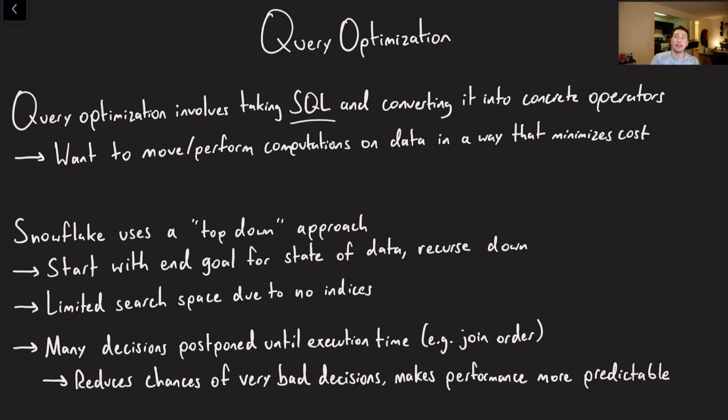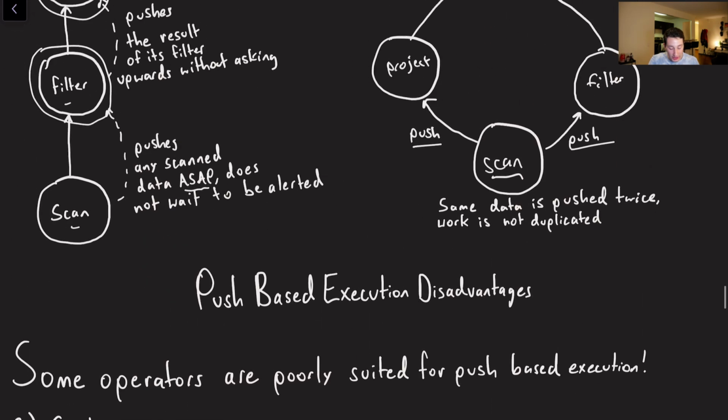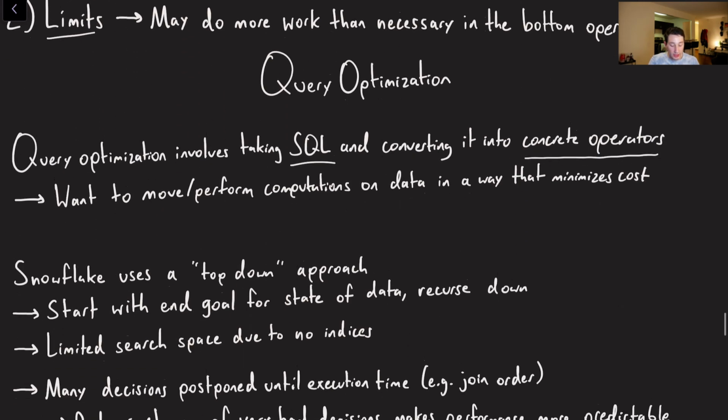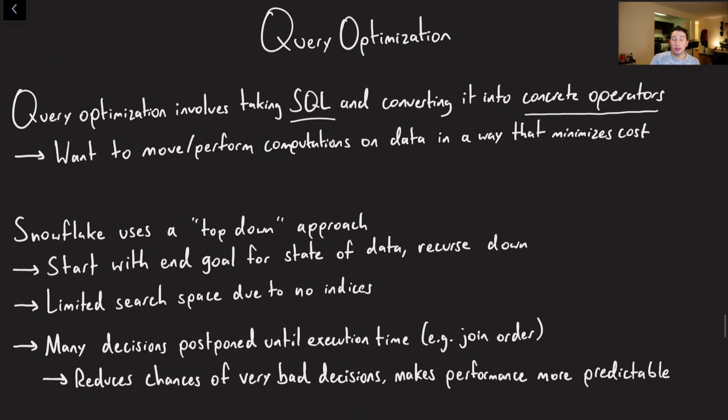So we're going to talk about query optimization subsequently, but at a high level, query optimization is, we take a SQL query, which is declarative. You're not exactly saying how you want to do your computations. You're just saying the final format of the data that you want, and you are converting it into a bunch of concrete operators. So in the same way that we have a query plan over here, we are going and creating that.